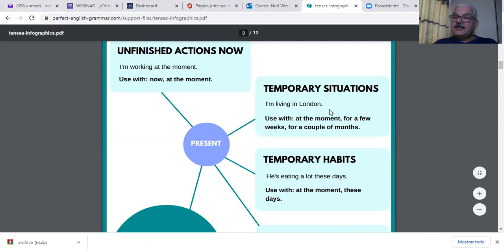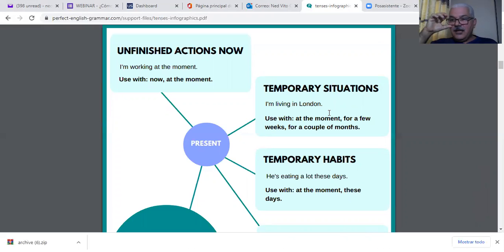And with temporary situations, we say, I am living in London. Well, I am not really living in London, but suppose that we go on vacation, on given holidays, and we stay there for a period of time. But we say, I am staying in a hotel. I am staying in this place, okay? Because I will move later.